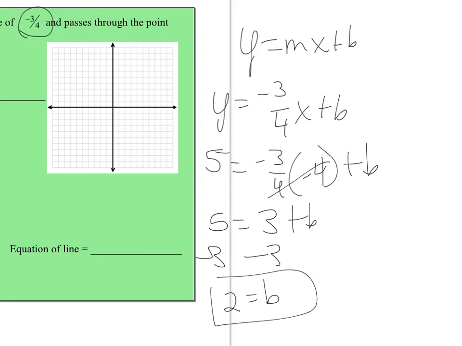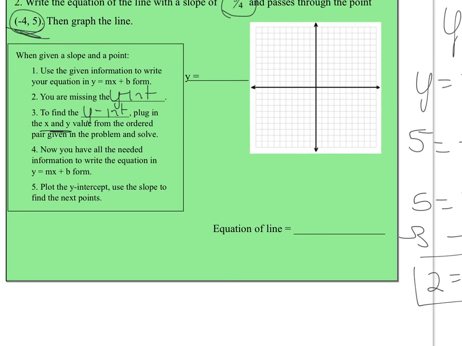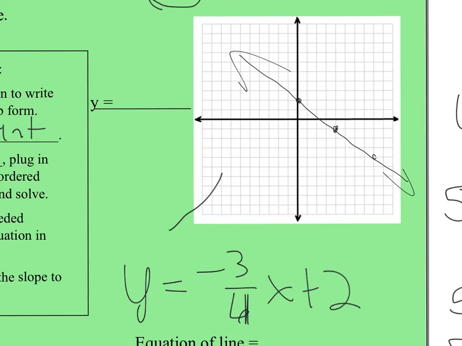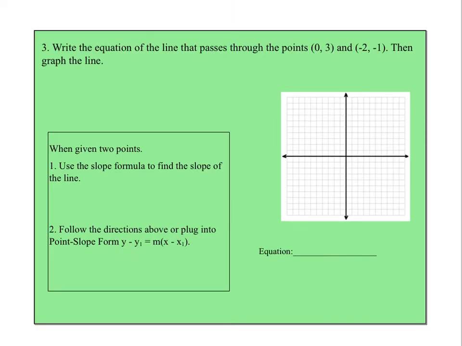Bam. So now coming back here, b equals 2, so now you've got everything. So y equals -3/4 x plus 2. Bam, there's my equation. So now when I go to graph this guy, I want to start off at 2, down 3 over 4, right there. Bam, that's my money shot right there. Boom.